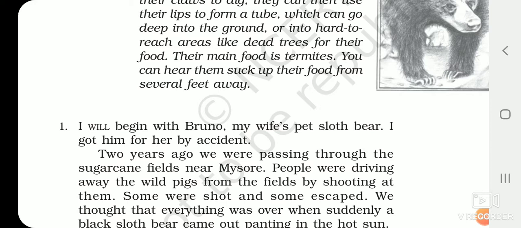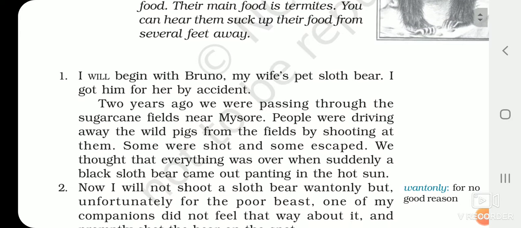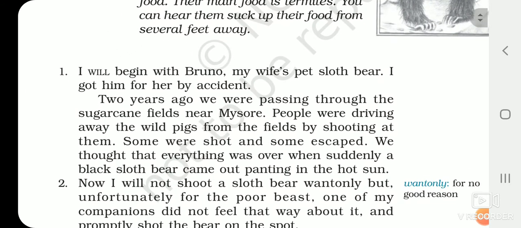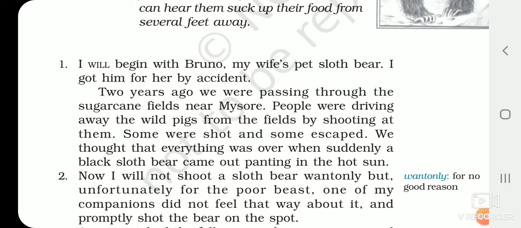I will begin with Bruno, my wife's pet sloth bear. I got him for her by accident. Two years ago, we were passing through a sugarcane field near Mysore. People were driving away the wild pigs from the fields by shooting at them. Some were shot and some escaped. We thought that everything was over when suddenly a sloth bear came out panting in the hot sun.